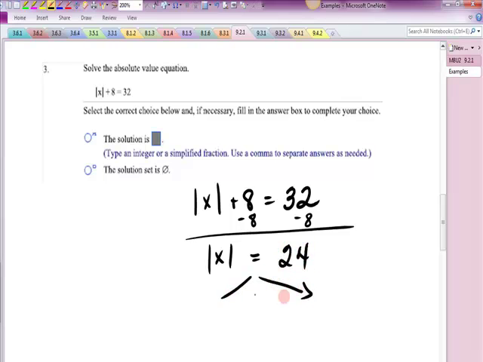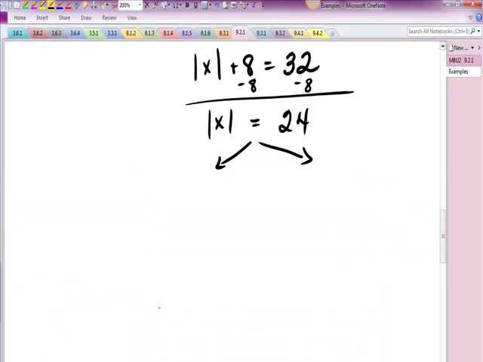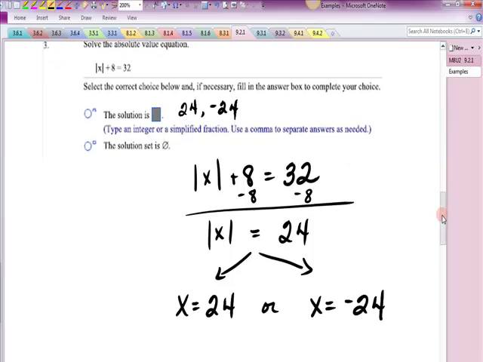Now I can use my two statements. That means that x is 24, because that's what's inside, or x is negative 24. You're taking what's in the absolute value and putting it for both of these choices. You're setting it equal to the positive and the negative of that. There's nothing more to do in this problem. Our two answers are 24, negative 24.